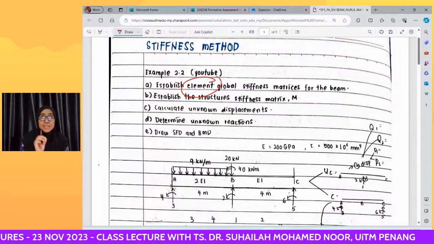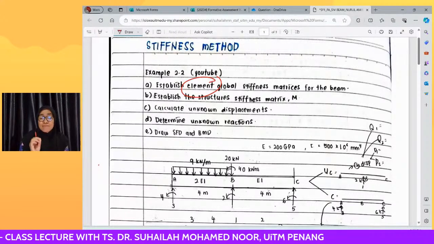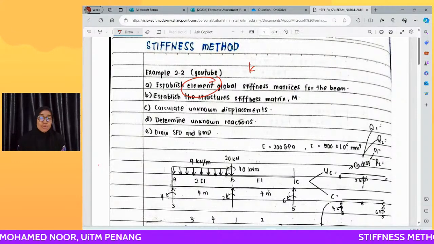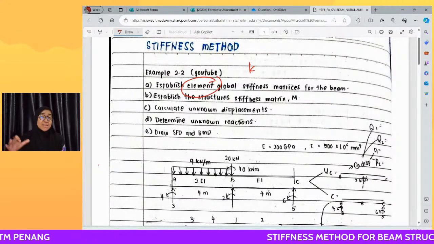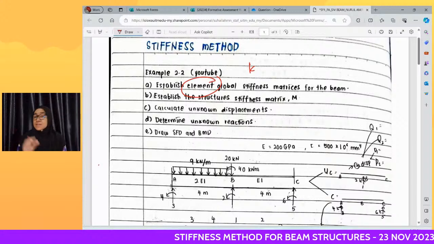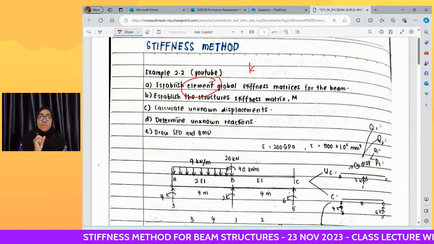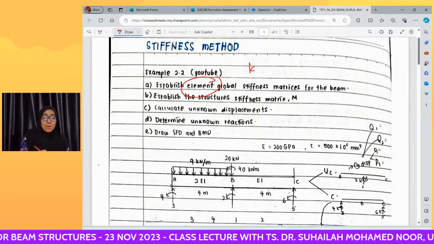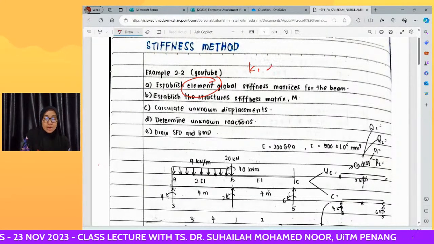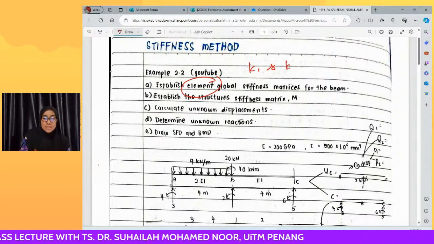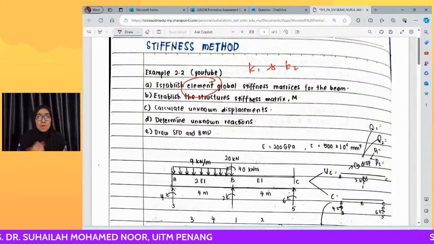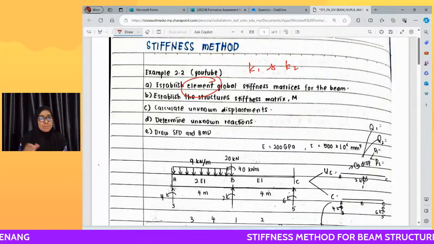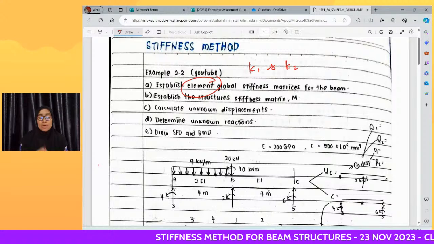The symbol for stiffness is K, worldwide known as K. For element stiffness matrices, we use the labels K1 and K2. This is the answer for A: we label K1 and K2 for the element global stiffness matrices. Since we have member AB and member BC, there are two elements only, K1 and K2.